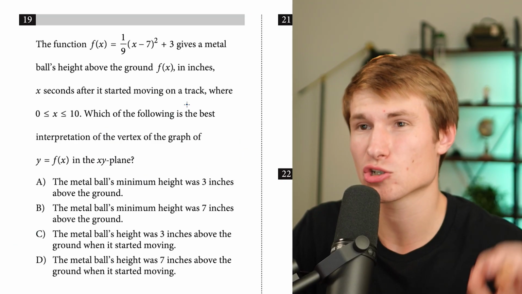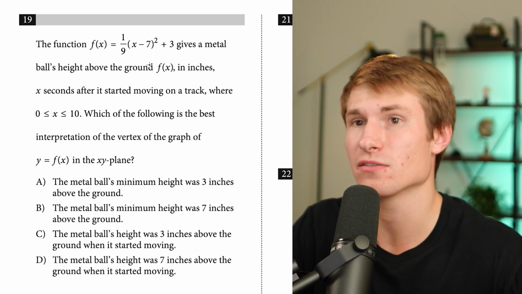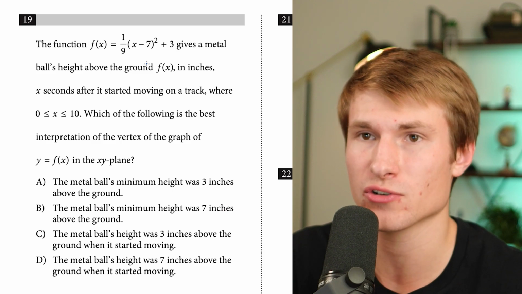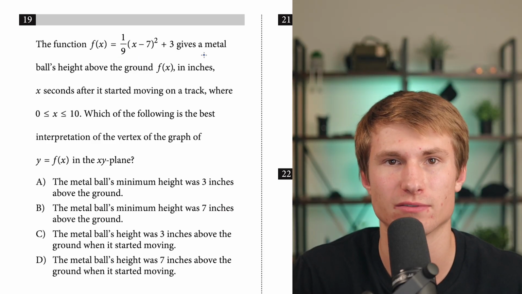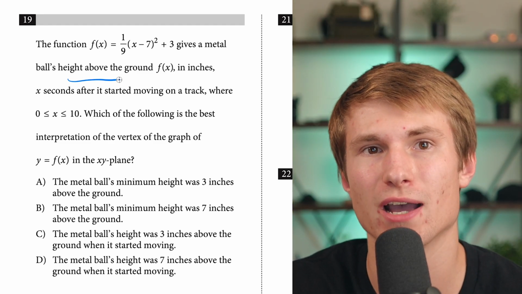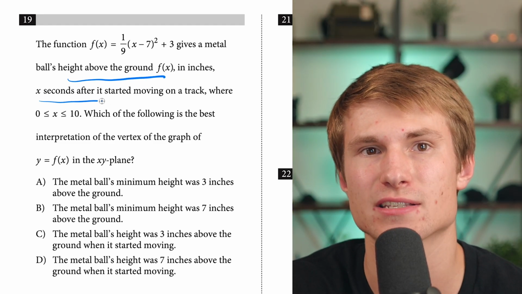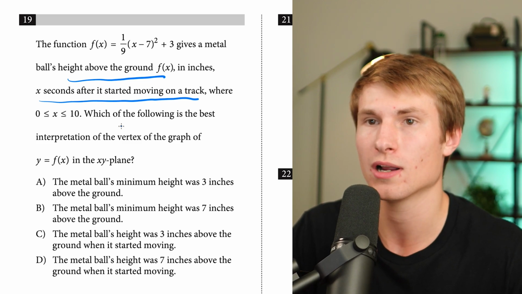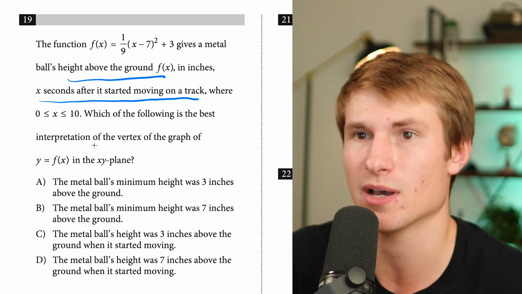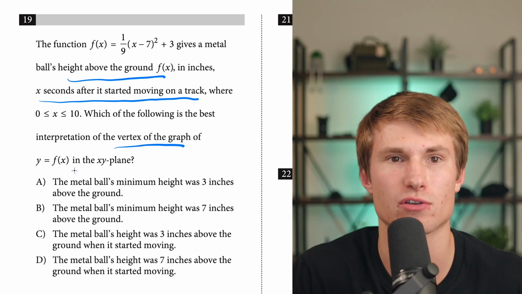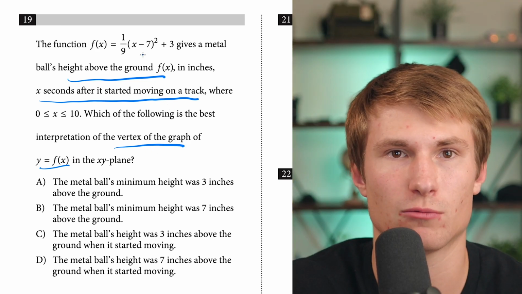Here's a tip that's extremely helpful for the SAT, and that is the vertex form of a quadratic. And I'm going to illustrate this with question 19. The question states the function f of x is equal to 1/9 (x minus 7) squared plus 3 gives a metal ball's height above the ground f of x in inches x seconds after it started on a moving track, where x must be between 10 and 0, which are both inclusive. Which of the following is the best interpretation of the vertex of the graph y equals f of x in the xy plane? This question's way easier if you understand what this vertex form is.